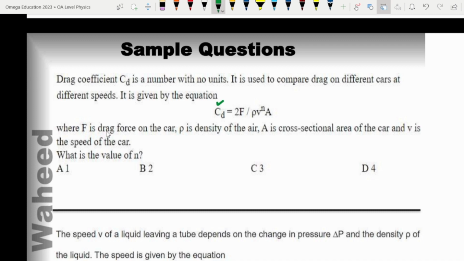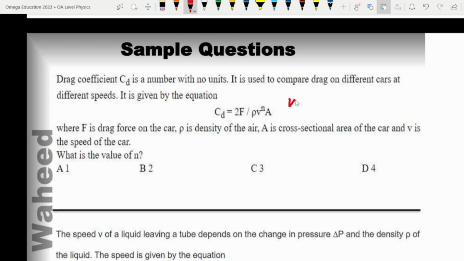F is the drag force, F is force here, rho is the density, A is the area of cross section, and V is the speed of the car. Find the value of N. So you need to find the unknown power. From the same thing that we studied already, what we can do is rearrange to make the unknown thing the subject.